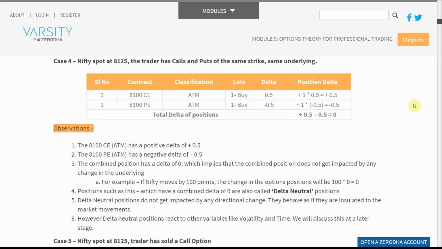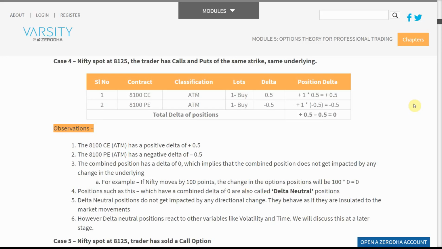Observations. The 8100 CE ATM has a positive delta of plus 0.5. The 8100 PE ATM has a negative delta of 0.5. The combined position has a delta of 0, which implies that the combined position does not get impacted by any change in the underlying. For example, if Nifty moves by 100 points, the change in the options position will be 100 * 0 = 0.